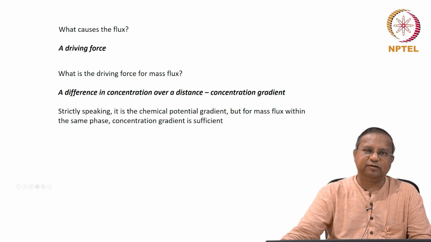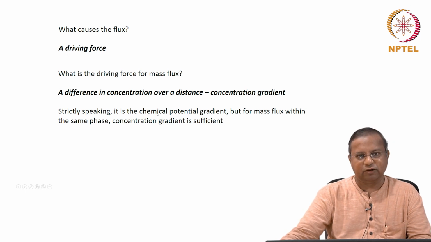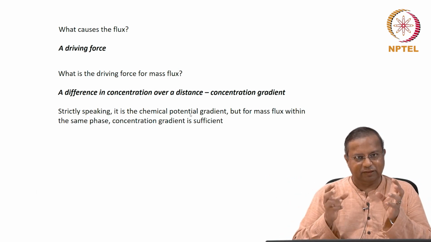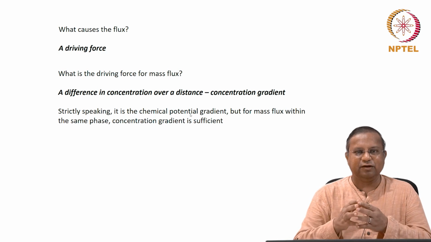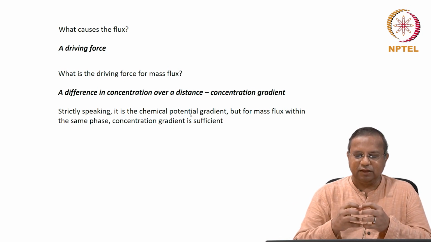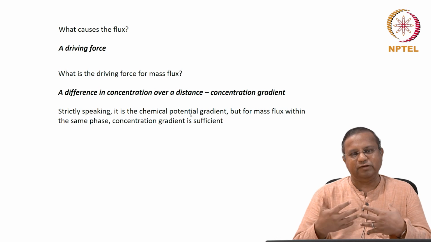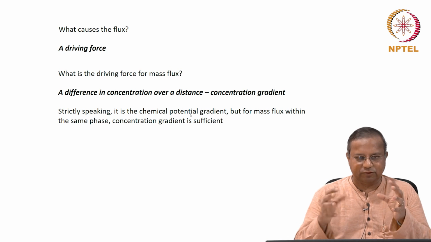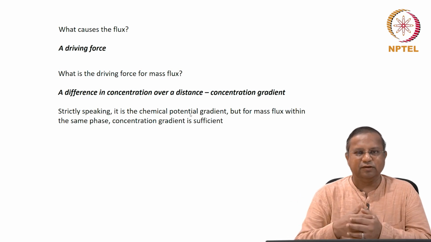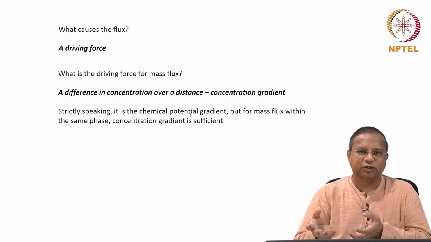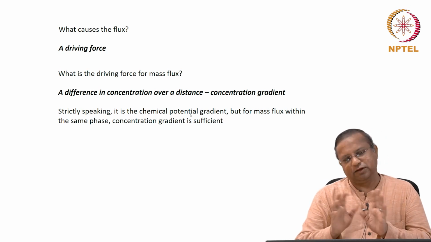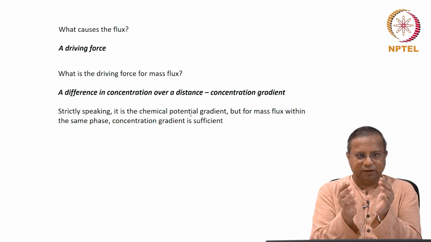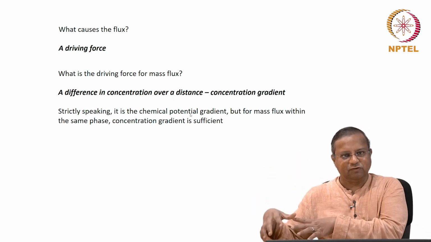Strictly speaking, it is the difference in chemical potential, or the chemical potential gradient. If you recall your thermodynamics, the chemical potential gradient is the driving force for mass flux. But if it is within the same phase, concentration is a very good approximation for chemical potential. Therefore, within the same phase, we can replace the chemical potential with concentration and we will be perfectly fine. Across phases is a different story. By same phase I mean only a liquid phase, only a gas phase, and so on.